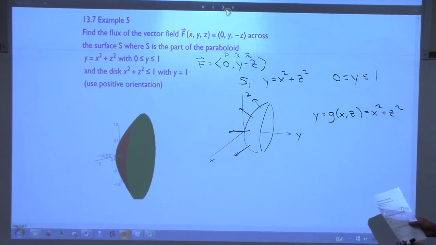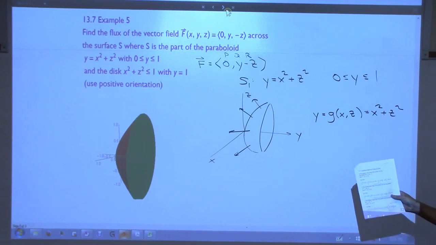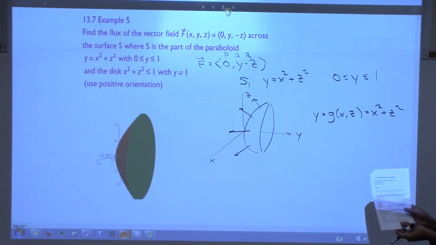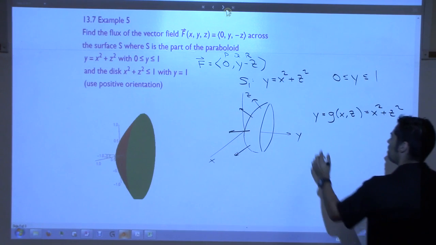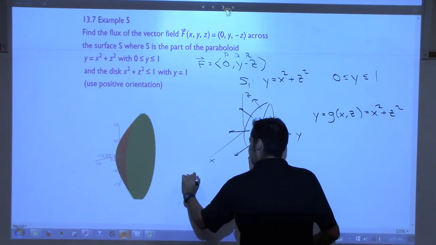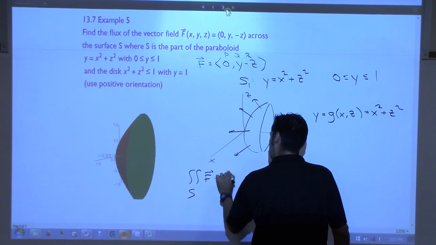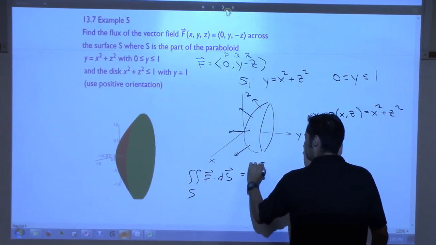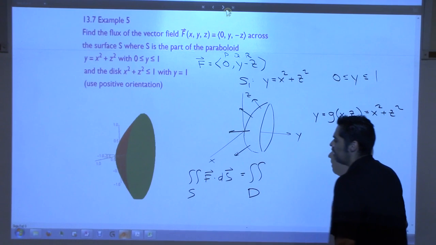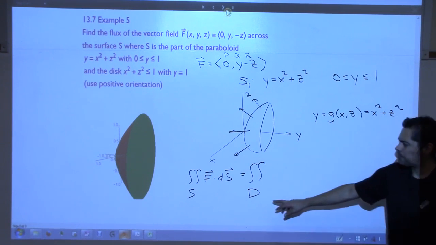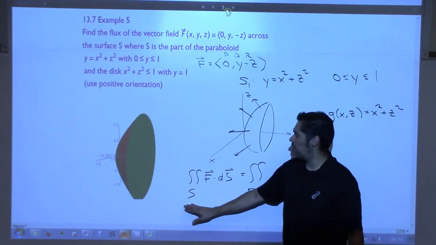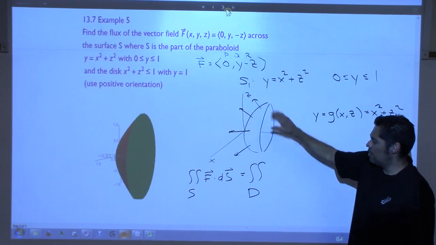And so I'm going to use the formula the way it appeared, I think, on the printout, which would be this. The flux integral, this one, is going to turn into a double integral over D. Now, what's D? Because S is the entire surface, right? This curved surface. What is D?